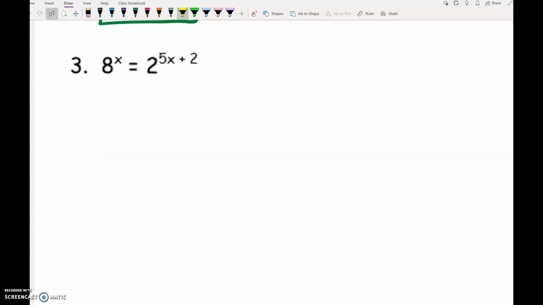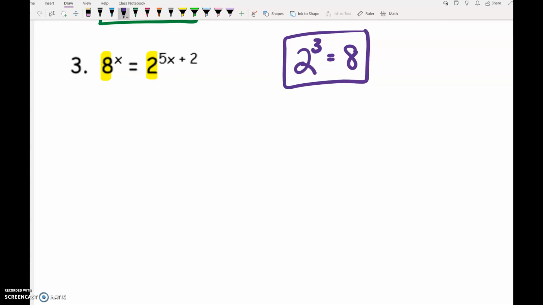So we need to think about how are 8 and 2, how could we compare 8 and 2 using exponents? And I will likely help you with this as much as I can. If you're not familiar with your perfect squares, perfect cubes, perfect fourths, which you may not be, you might need to have your perfects chart out. But 2 to the 3rd equals 8. So our hint here is that 2 to the 3rd is the same as 8.